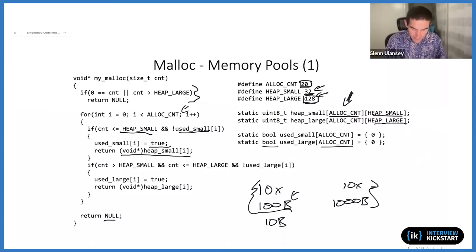And similarly, I only had small and large. You obviously could have instead had 10 different pools of varying sizes, and you would choose the best fitting pool for each allocation.